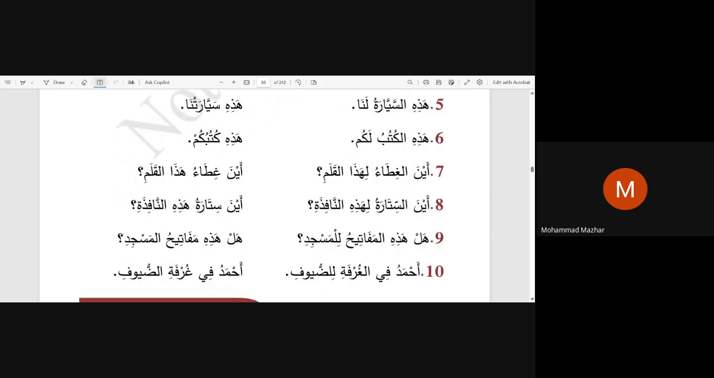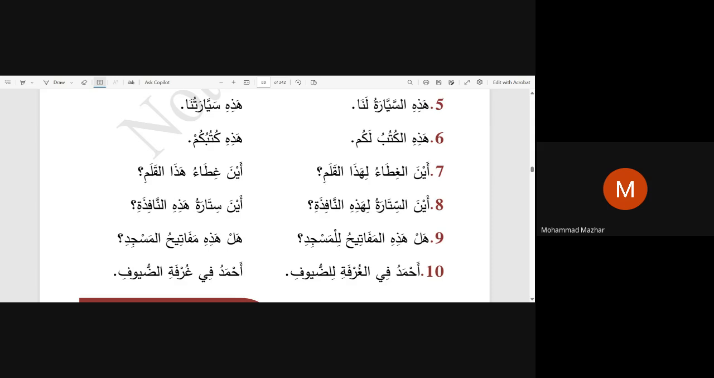Y'all repeat after me. أين الغطاء لهذا القلم? What does that mean? Where is the cover to this pen? Like the cover for this pen. Where is the cover to this pen?